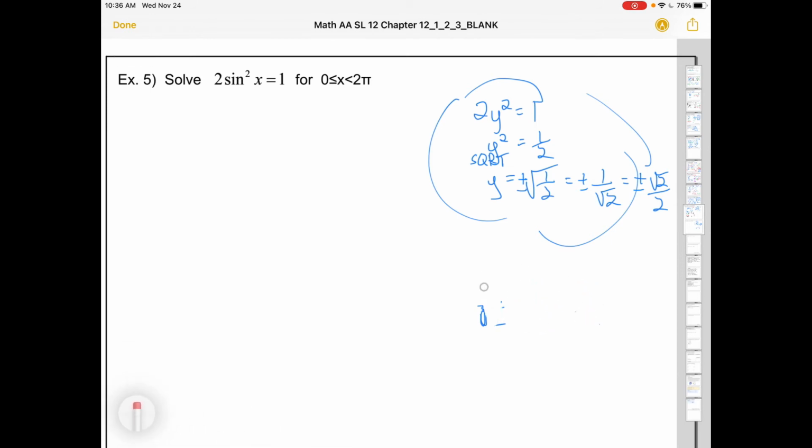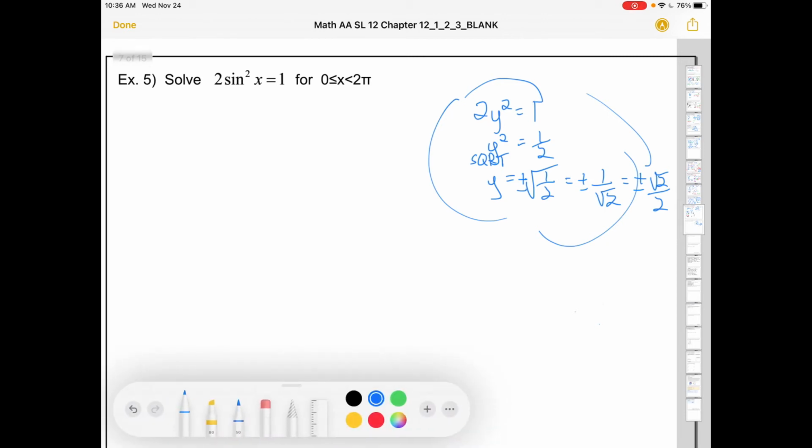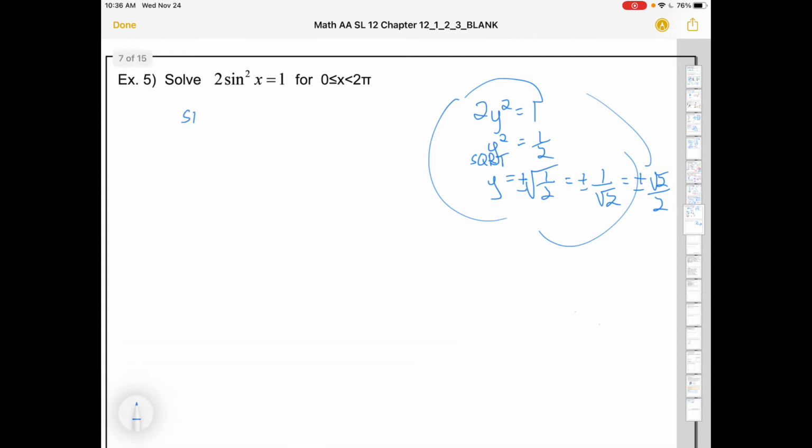We might want to write it that way just because we're used to it that way on the unit circle. Okay, so let's do the same thing over here. We're going to divide both sides by 2, so we get sine squared x equals a half.